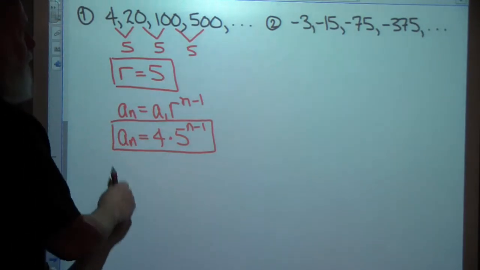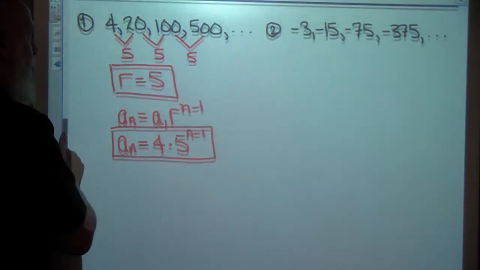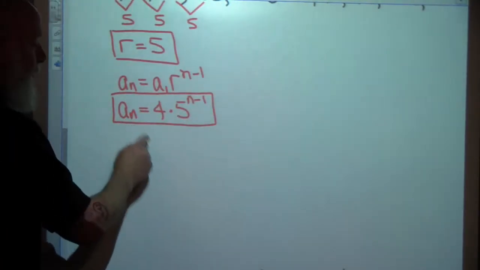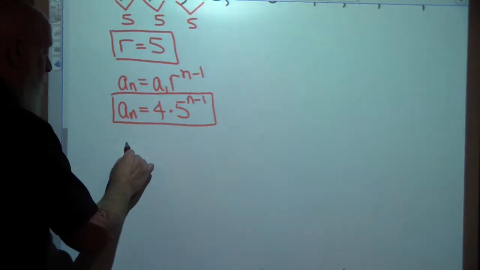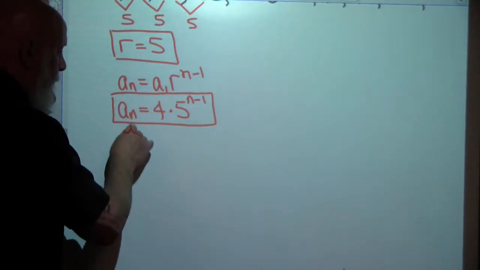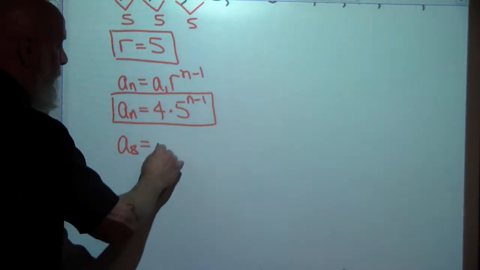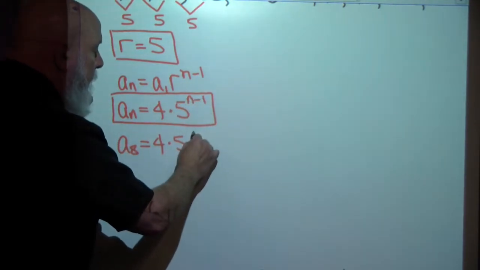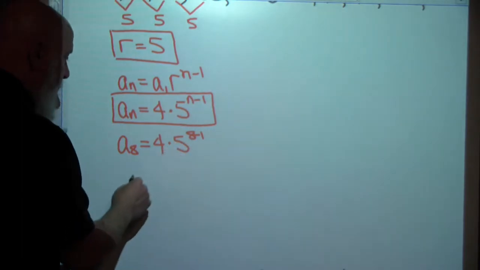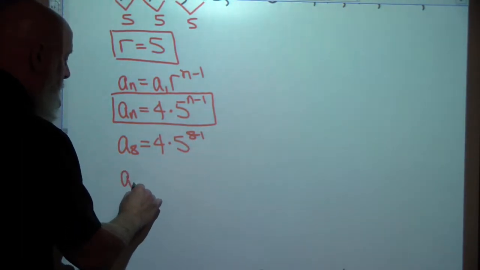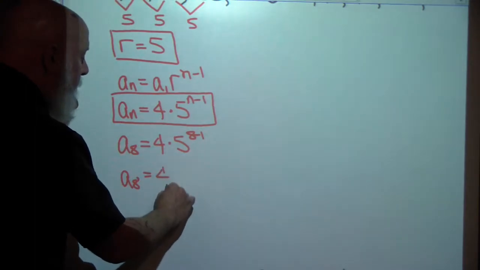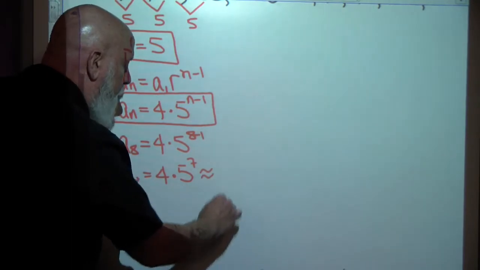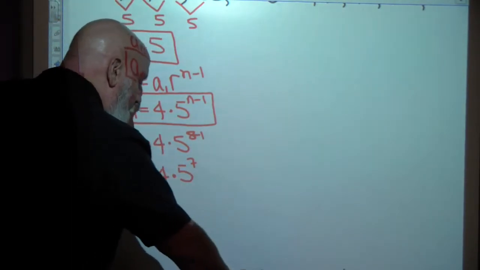And now I can use this to find, in this case, they're asking us to find, I believe it was the 8th term. Yes. So we're going to find the 8th term. We have this for the nth term, any term we want to find. So I'm going to find the 8th term. A sub n is A sub 8 now. 8th term is 4 times 5 to the 8 minus 1. Well, that's 7. Okay. So A sub 8 equals 4 times 5 to the 7th, and we just do that with our calculator and come up with, well, it'd probably be an exact number, I would imagine.